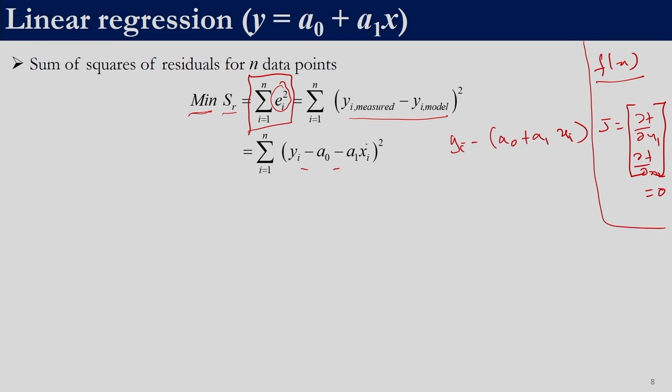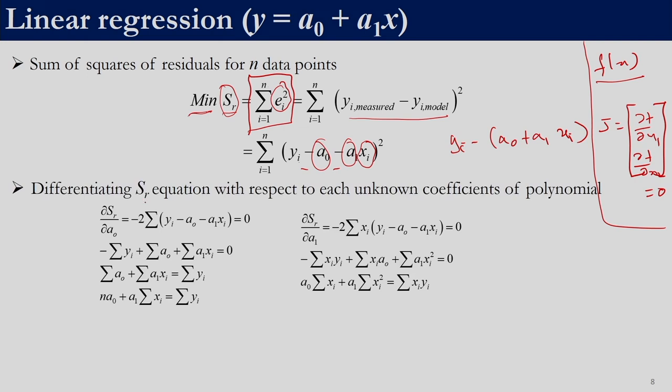In this case, remember the points x_i are known, so what is unknown is a0 and a1. When we say we want to determine the stationary points, we need to differentiate SR with respect to a0 and a1. So that's what we will do now. We will differentiate SR with respect to each unknown coefficient in the model. Here we have a linear model, so we need to find dou SR by dou a0, and we need to find dou SR by dou a1.